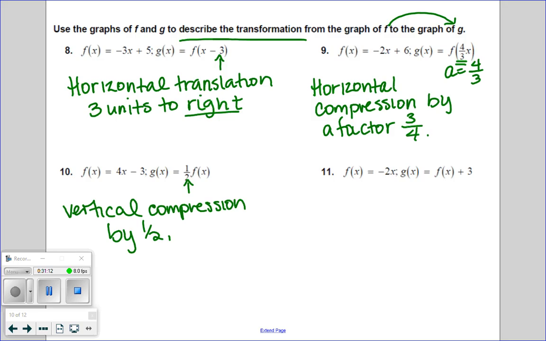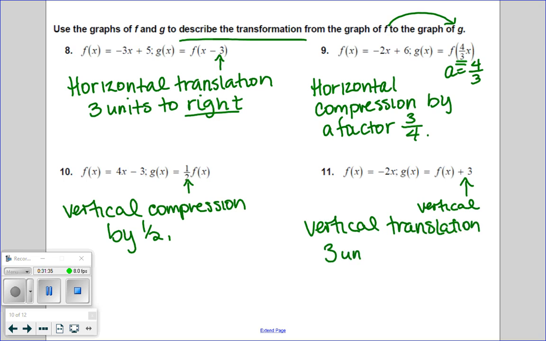What's this last one going to be? What do you think? This is a vertical translation. So it's on the outside, so it's definitely vertical. And it's addition or subtraction, so it's a translation. So it's a vertical translation by what? How many units? 3 units. In what direction? Up, right? Vertical, up and down. So plus 3 just goes up 3 units. Okay?